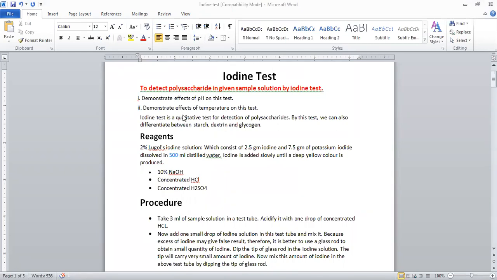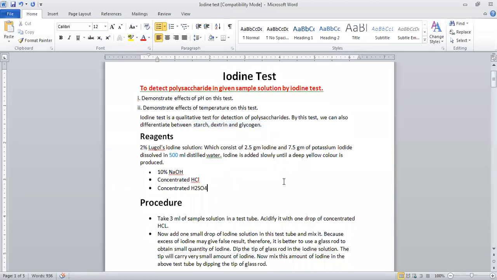We can identify two polysaccharides by this test. One polysaccharide is starch and the other polysaccharide is glycogen. And third one is we can also identify dextrins. These are the three types of polysaccharides we can identify in the iodine test.